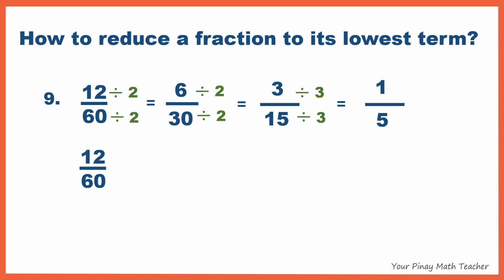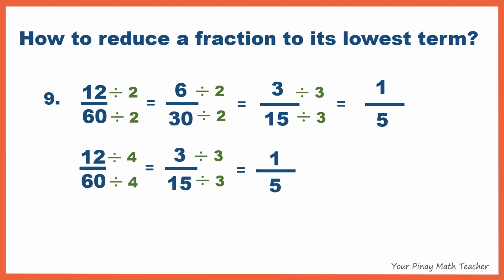Another solution. In case you do not think of 2 first or 3, you can divide both of them by 4. So we get 3/15 and then divide both of them by 3, we get 1 over 5. The shortest is by dividing 12 and 60 by its greatest common factor, 12. So the final answer is still 1/5.